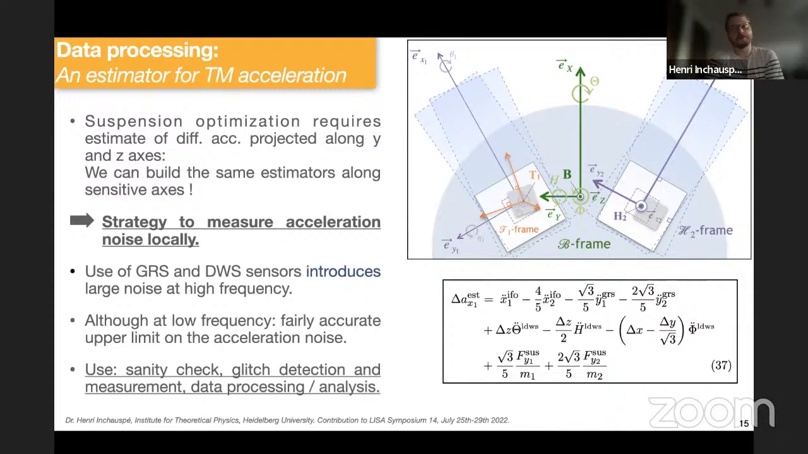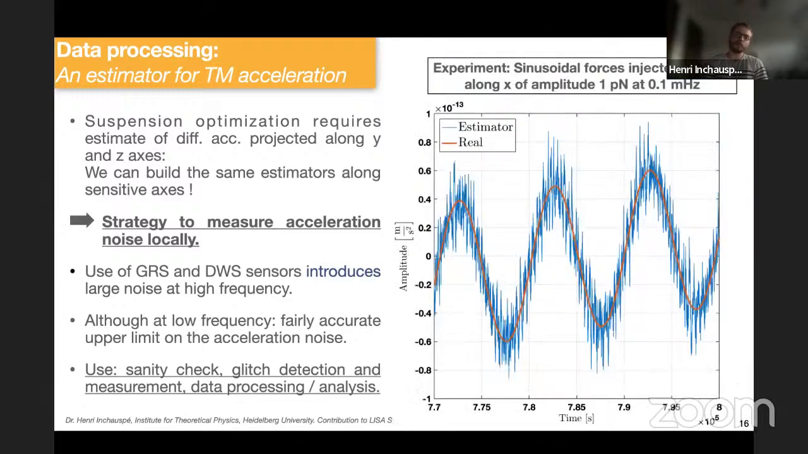And so you can have a certain measure of the force you apply during calibration on your test mass. And that's super interesting. So to verify that this equation was able to reproduce the noisy forces applied to the test mass, we did an experiment again. We applied a sinusoidal force on the test mass, and we checked if our estimator was able to recover this, and that's what you see here. So we were able to observe this.